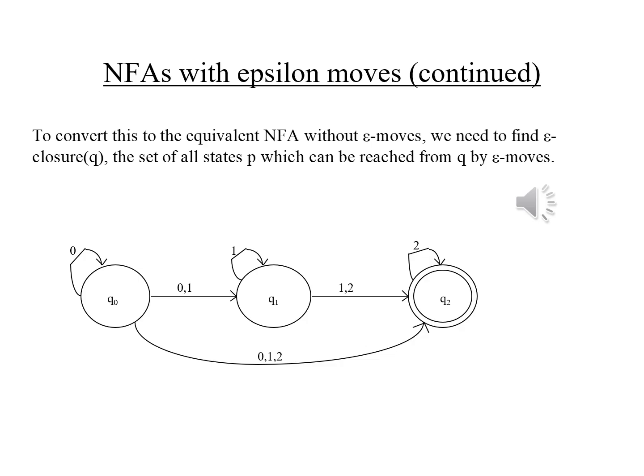Non-deterministic finite automata with epsilon moves can be converted to NFAs without epsilon moves. We need to find the epsilon closure of state Q, which consists of all states which can be reached from state Q by one or more epsilon moves.